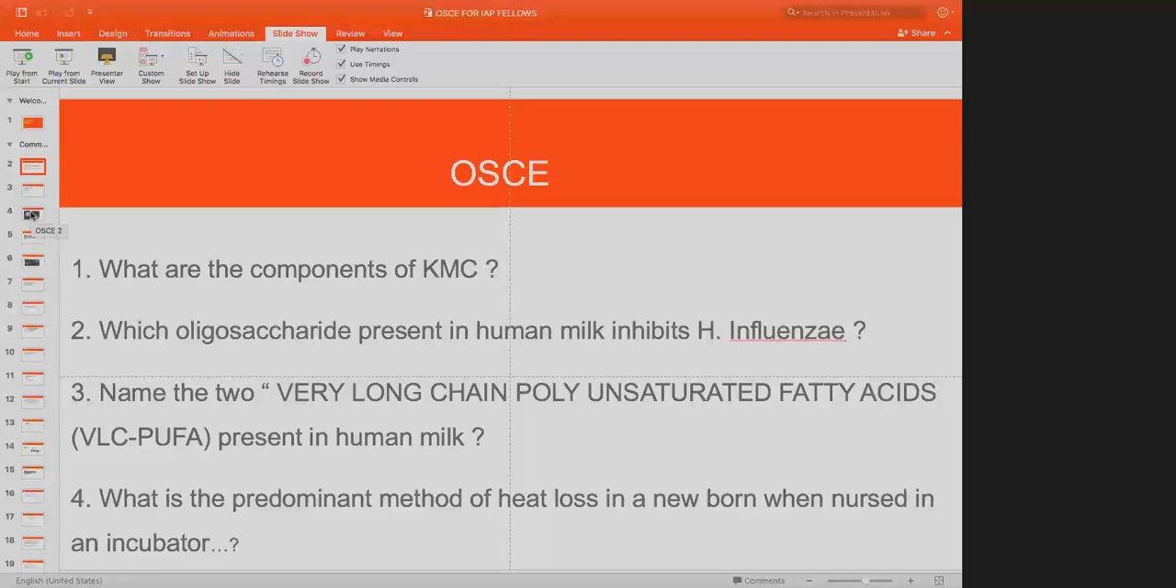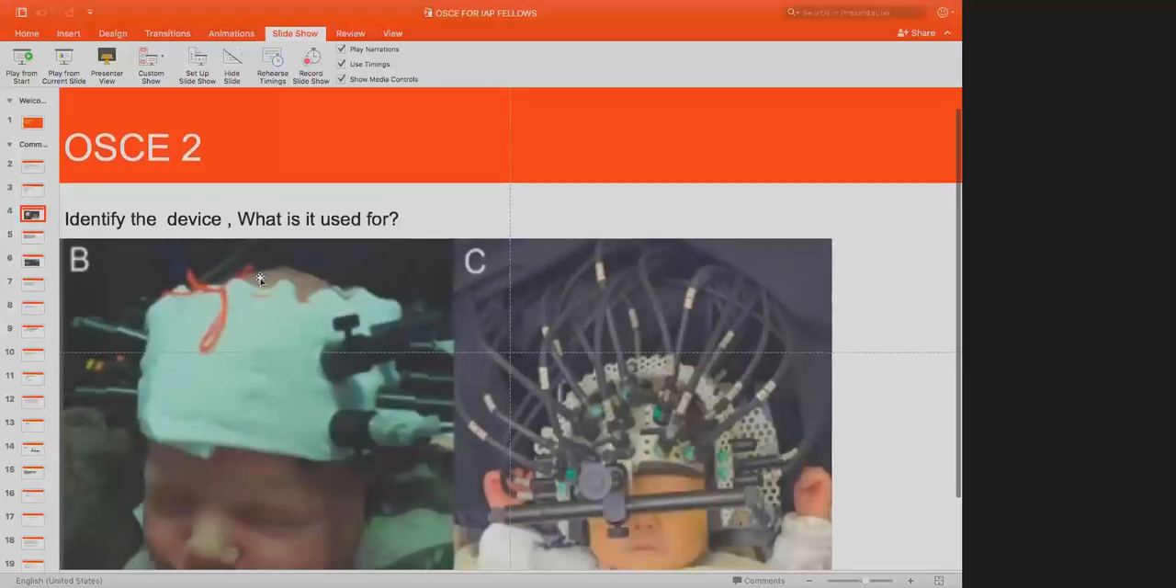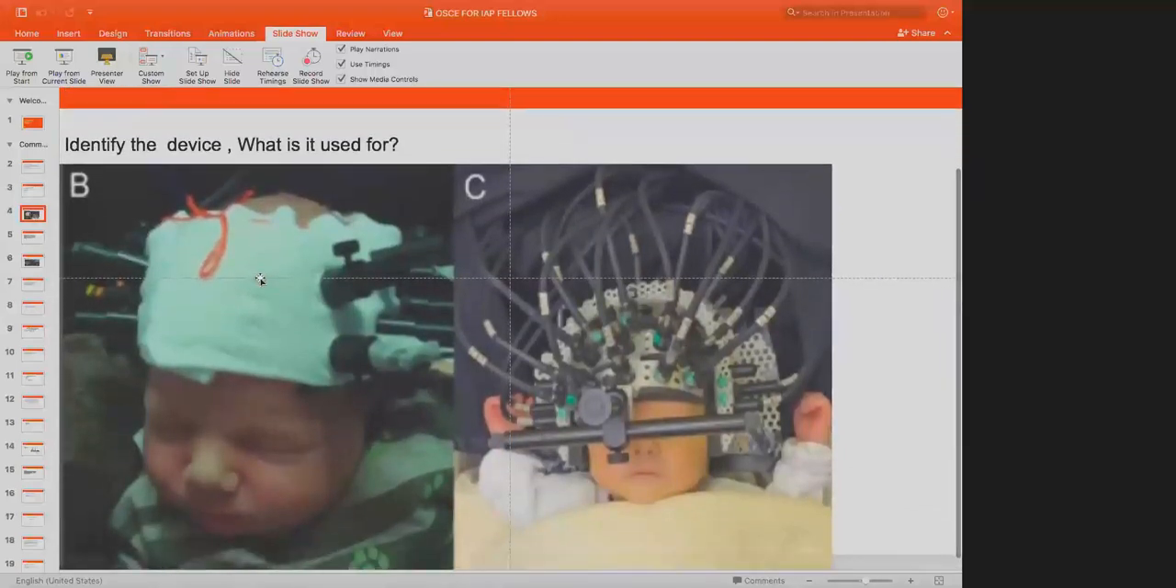So should I go to the second one? Yes, yes. So what is the device and what is it used for? I think we can discuss this.